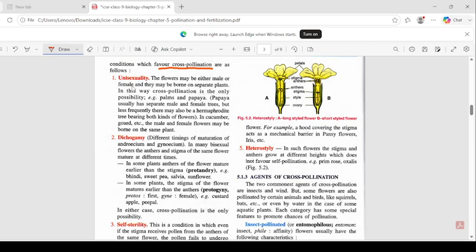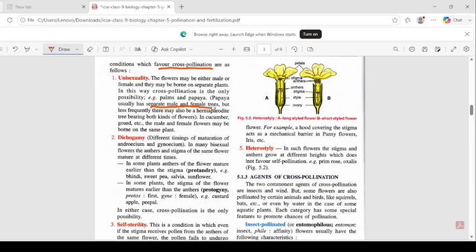Unisexuality means in the plant, staminate or pistillate flowers are present, but they are present on separate plants. That condition is also called dioecious. So here you can see staminate and pistillate flowers are male and female flowers. Staminate and pistillate flowers are present on separate plants, as in case of papaya. So this is one of the conditions favoring cross pollination.